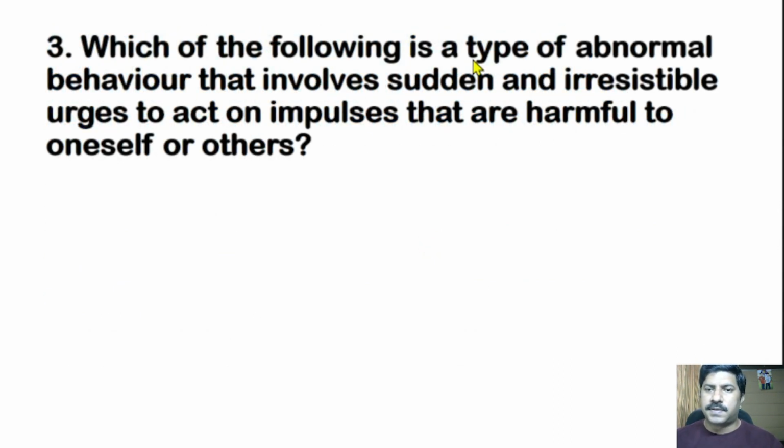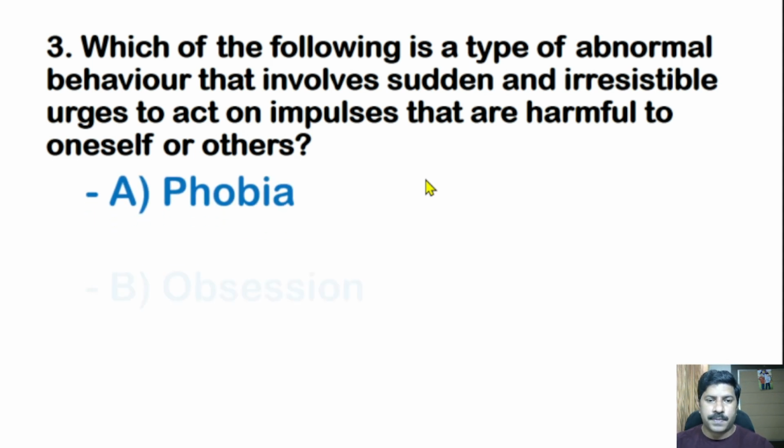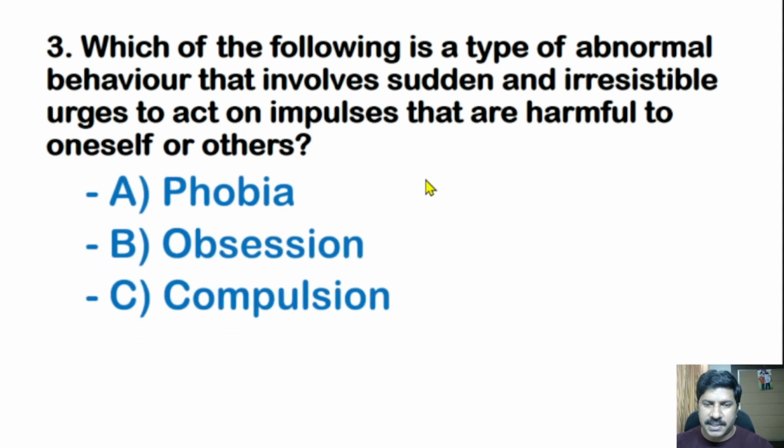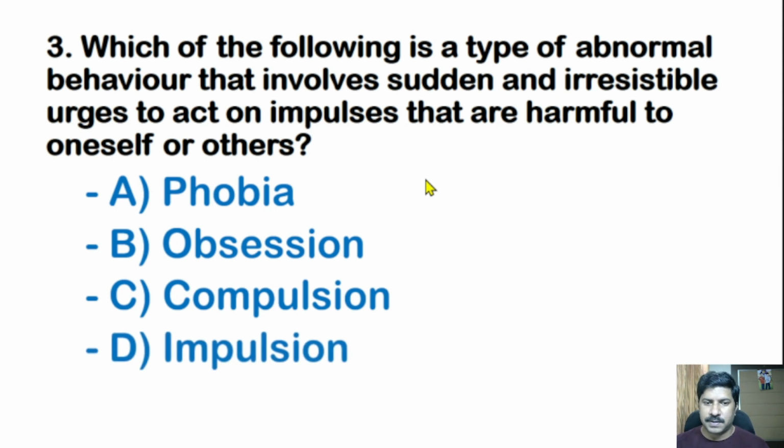Third question: which of the following is a type of abnormal behavior that involves sudden and irresistible urges to act on impulses that are harmful to oneself or others? Phobia, obsession, compulsion, impulsion. It is a little bit confusing, as there is confusion between compulsion and impulsion. Phobia, obsession and compulsion are already discussed. So we will see the answer. The answer is impulsion.